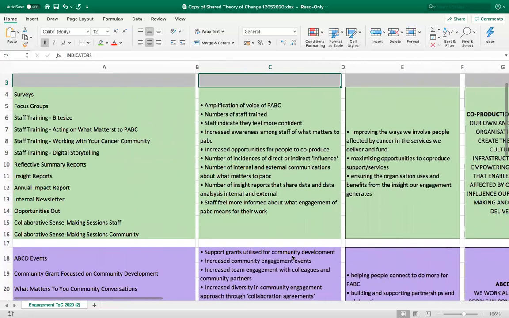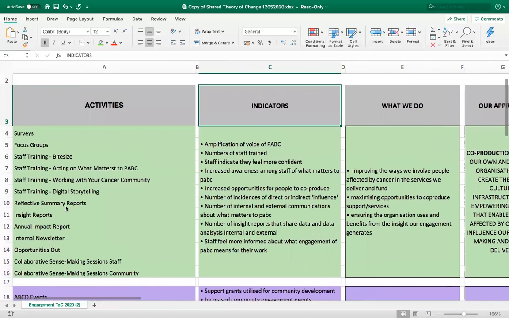The very first column, you have your activities listed out here. Now, I'm just wondering if it might be more helpful to divide up your activities into two different things: your processes, so that's what needs to happen behind the scenes, and then your outputs, which are what you deliver on the front line. So what you deliver to your end users. Now, those end users might be your staff, or they might be people affected by cancer.